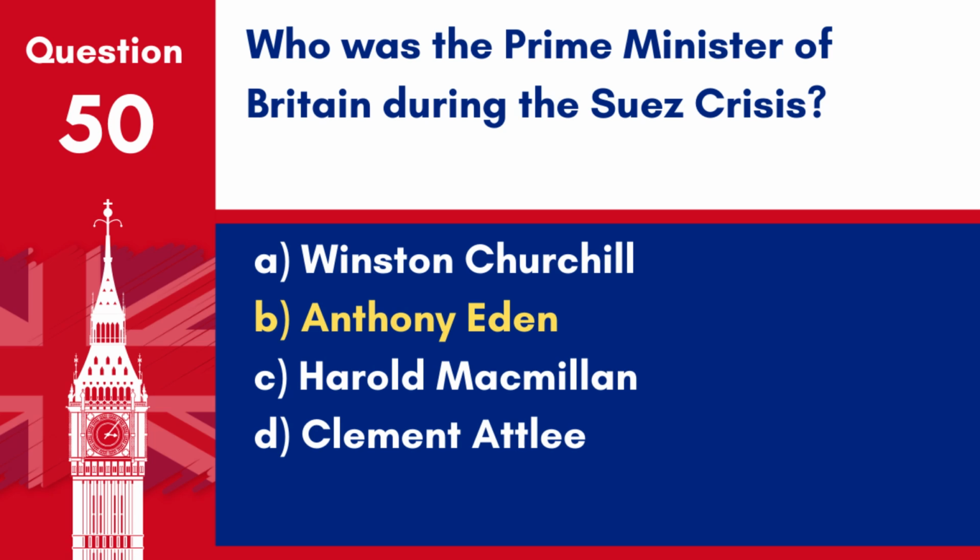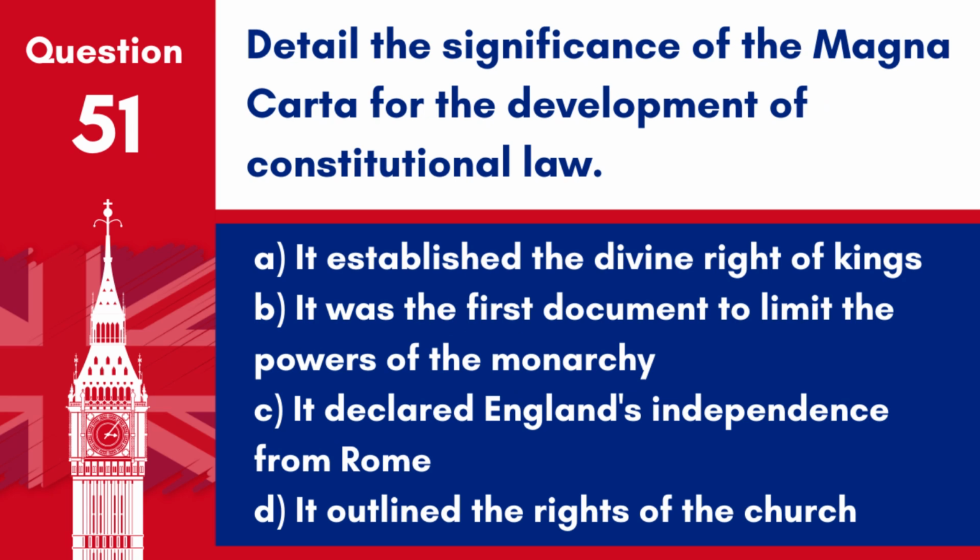Answer B. Anthony Eden. Anthony Eden was the Prime Minister during the Suez Crisis in 1956, a pivotal event in post-war British foreign policy.